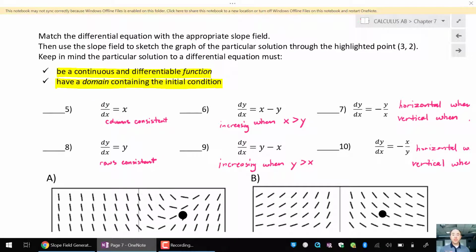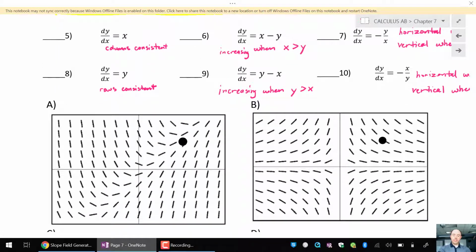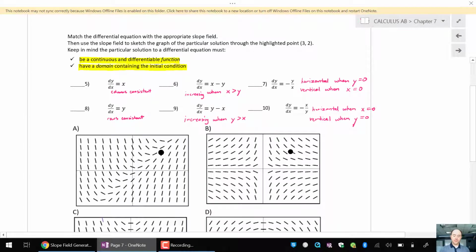Remember that solutions to differential equations have to be functions. They must be continuous and differentiable functions, more specifically. And finally, they have to have a domain that contains the initial condition. So more on that to come, because what we're going to do in addition to matching the differential equations to the slope fields is we're also going to sketch a function curve that will be the particular solution on top of the slope field. But first, let's try to match.